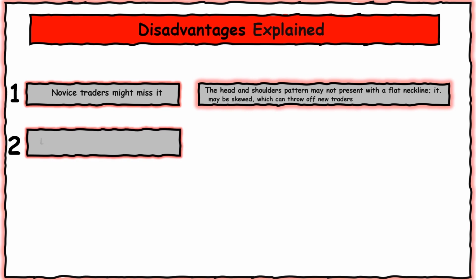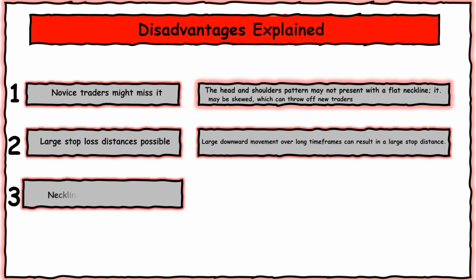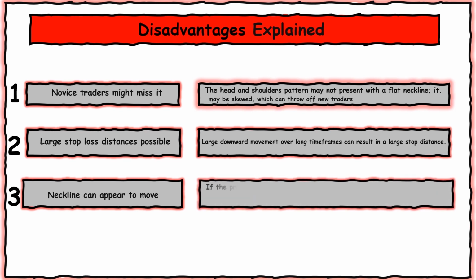2. Large stop-loss distances possible. Large downward movement over long time frames can result in a large stop distance. 3. Neckline can appear to move. If the price pulls back, the neckline might be retested, confusing some traders.